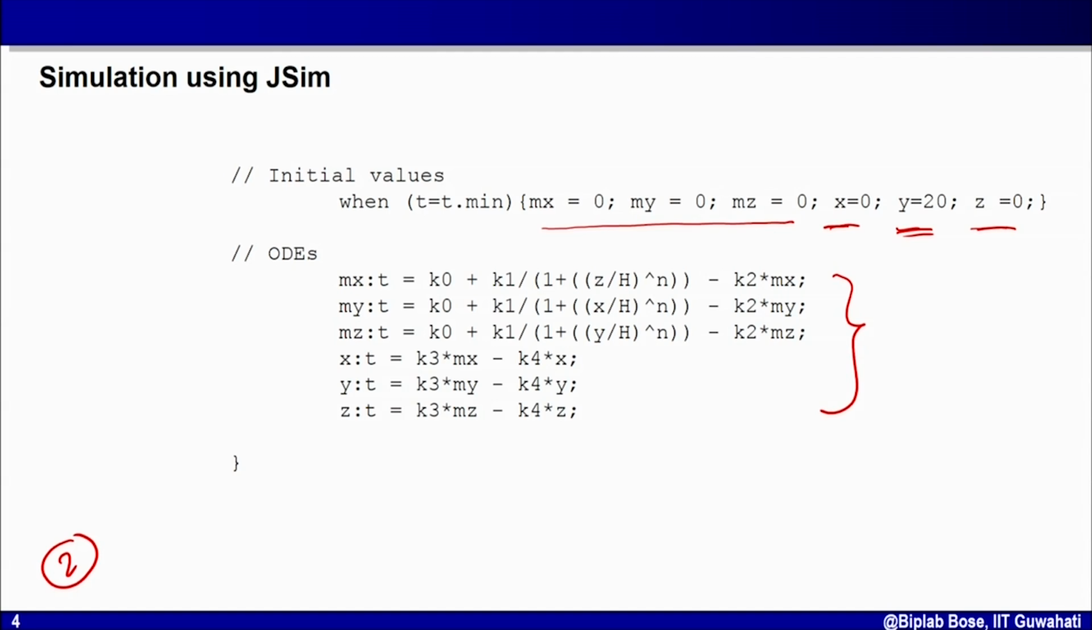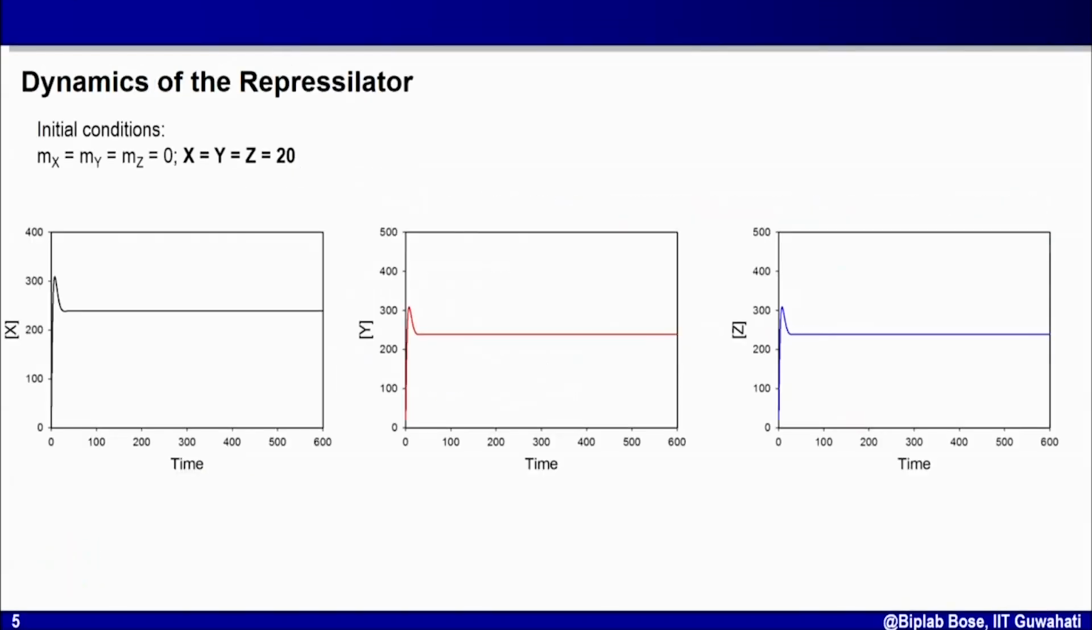You can try to type that in JSim and try to simulate as I discuss this one. Let us start looking into the results. I have considered initial condition mx, my, mz, all mRNA at t equal to 0 at 0, but all protein x, y, z are equal amount, non-zero values. I have taken 20, you can take some other value and check the behavior.